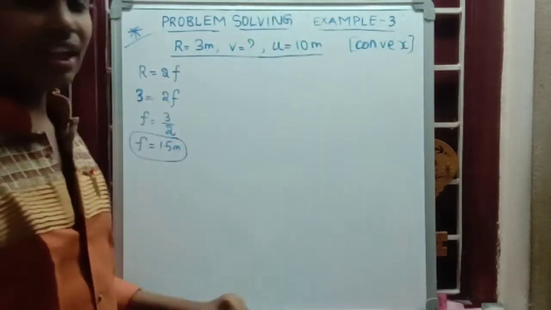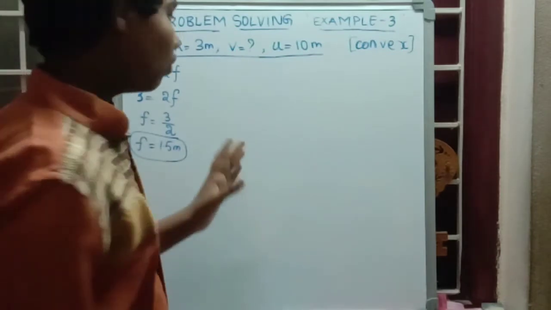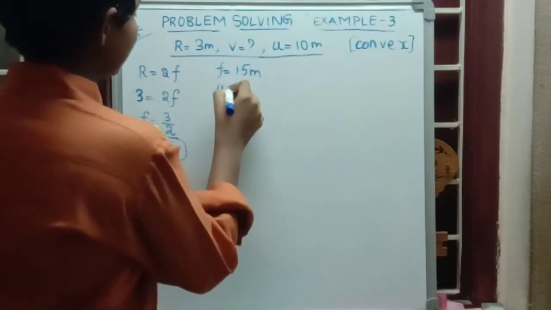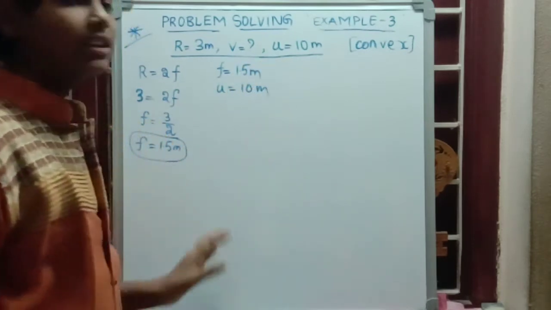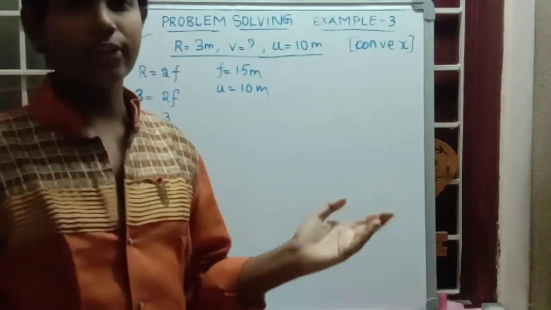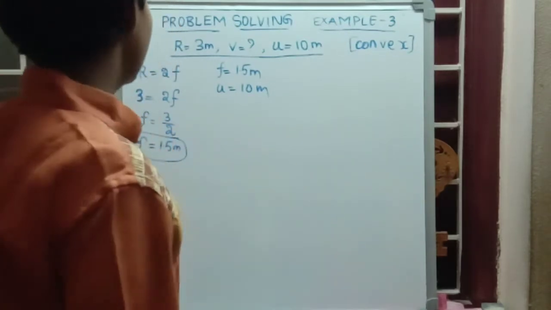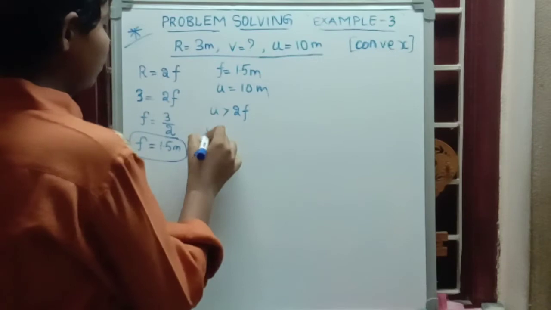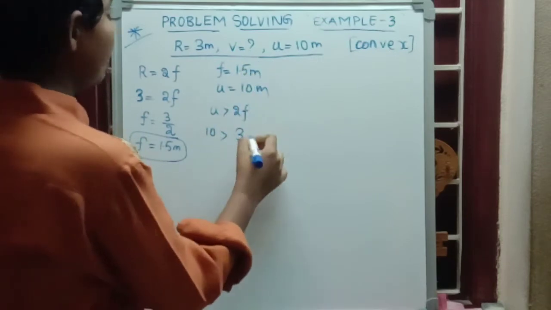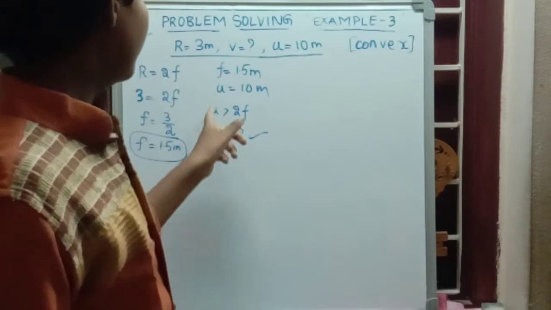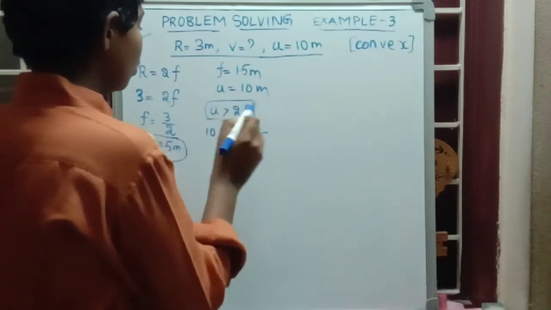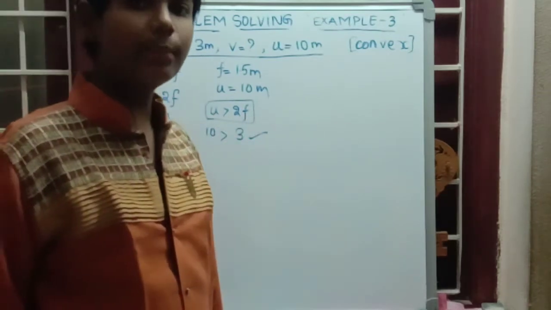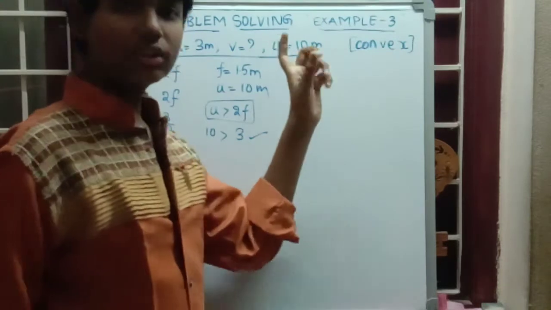F is there, U is there, we have to find the V. First we write like this: F is equals to 1.5 meter, U is equals to 10 meter. Which rule here? U is less than 2F or U is greater than 2F? We see 10 is greater than 2 into 1.5, which is 3. So U is greater than 2F, which means we get the diminished image.